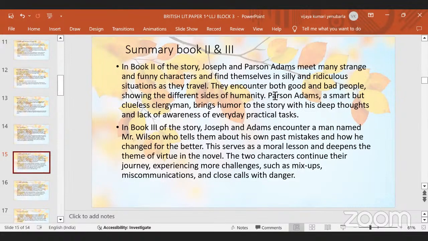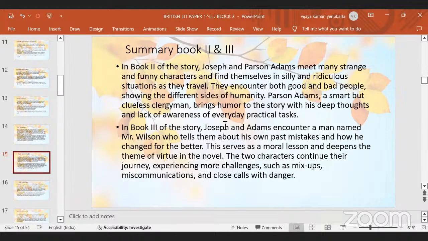So humanity is an entity which combines both good and bad people. We cannot separate a good person and a bad person. You cannot describe, define, or state that a person is good or bad. Based on the circumstances, based on their needs and situations, people will be changing. So that is clearly depicted in the novel.